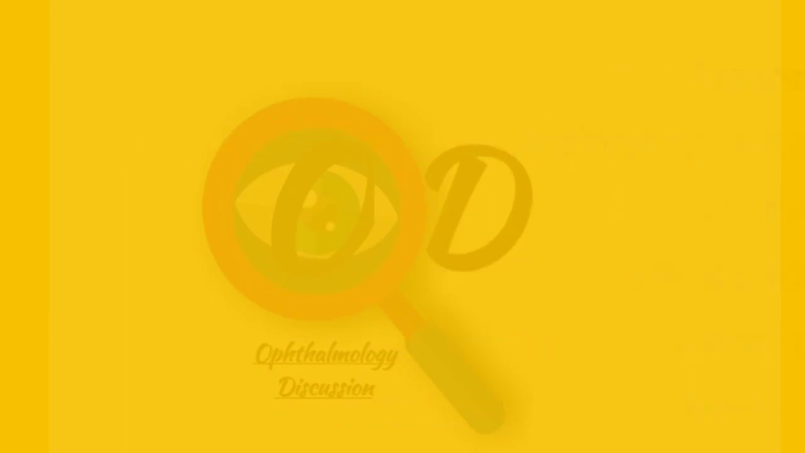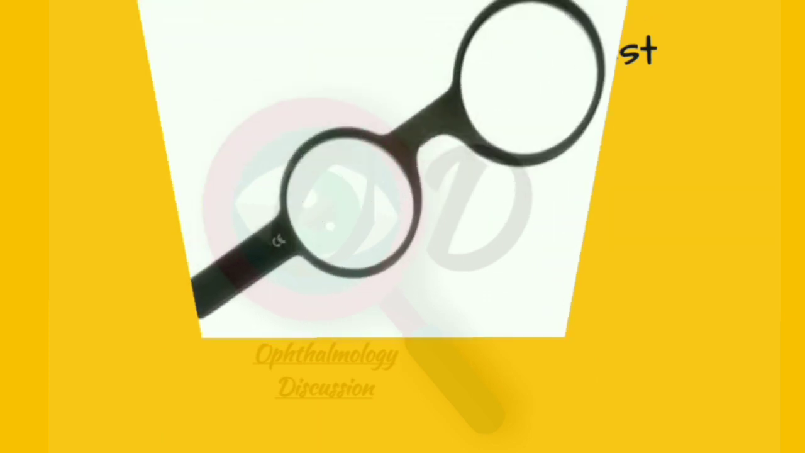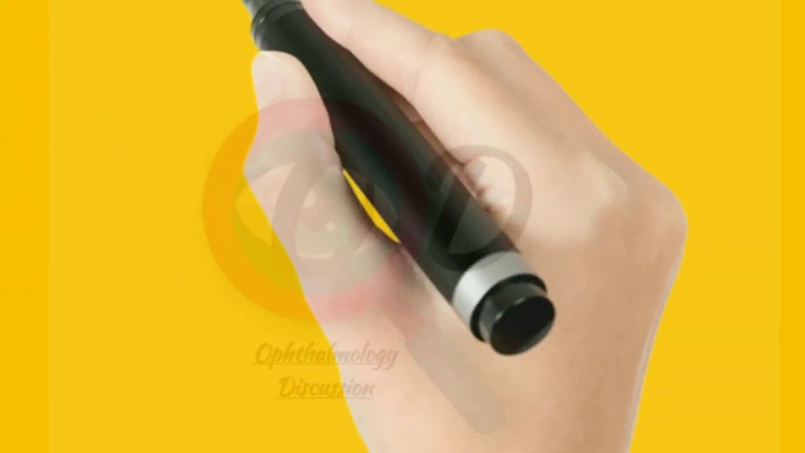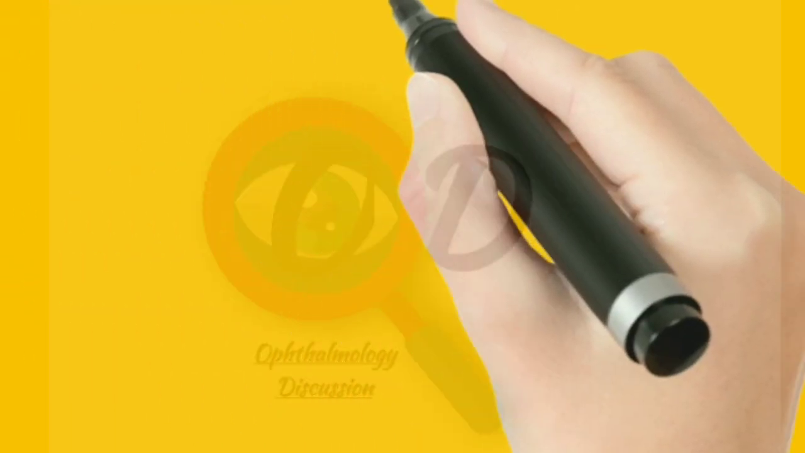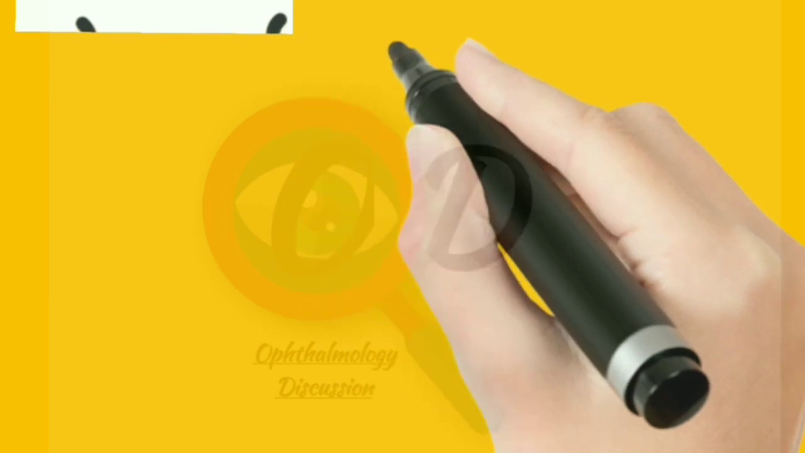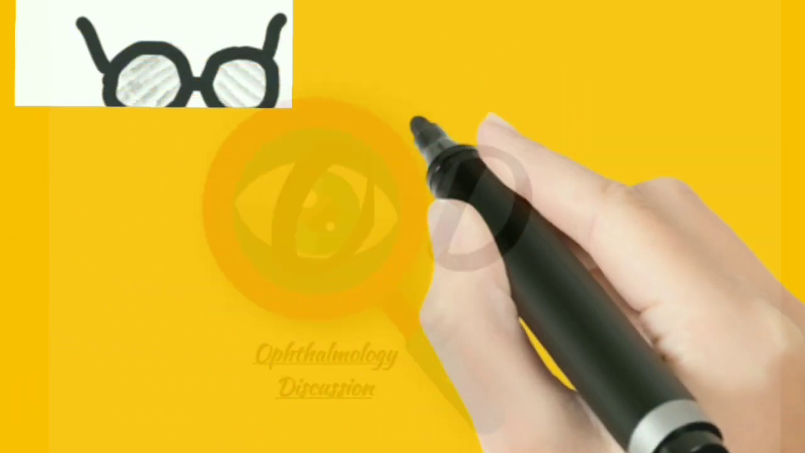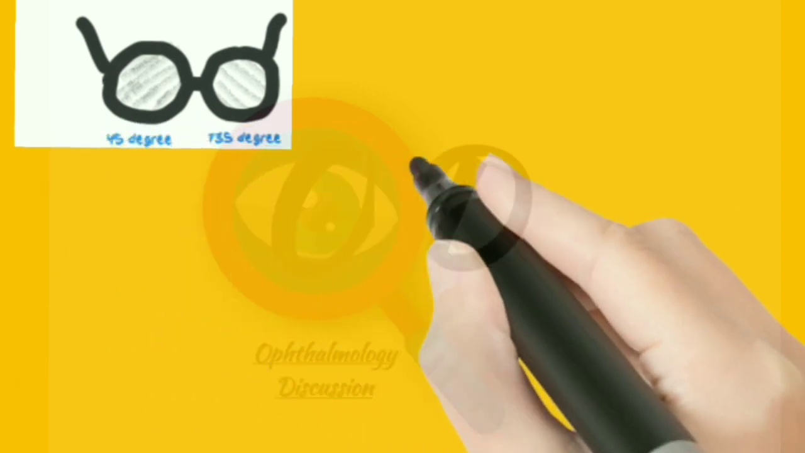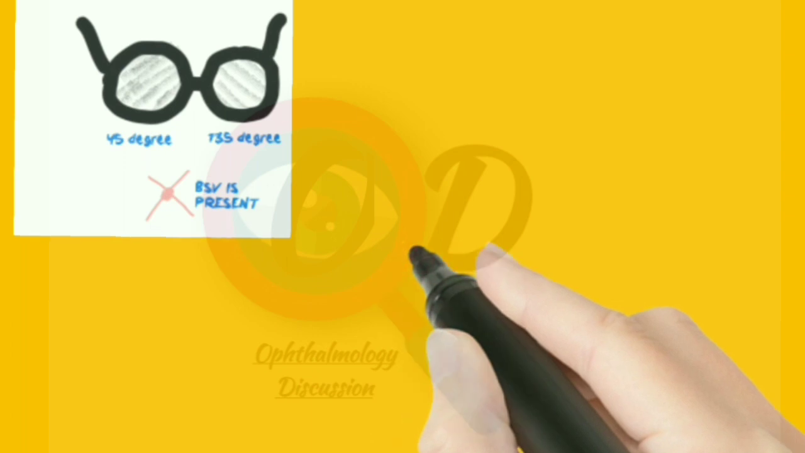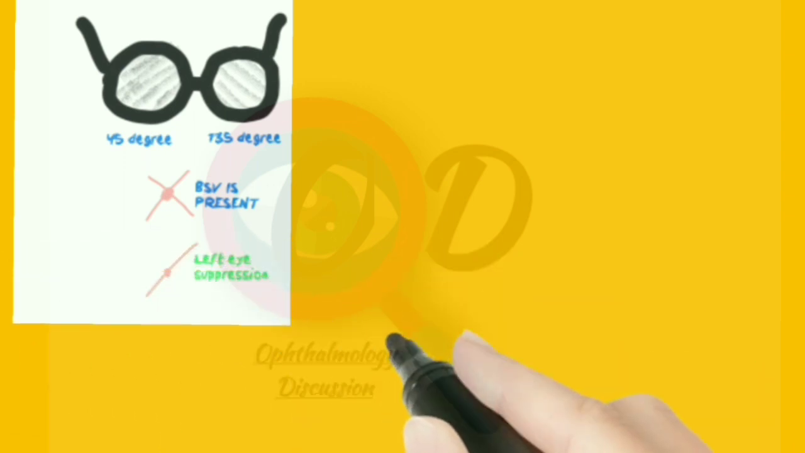Now the abnormal retinal correspondence. This can also be tested with the Bagolini striated glasses test. Whenever we perform the Bagolini striated test, the patient wears glasses with a 45-degree stria in the right eye and a 135-degree stria in the left eye. As you are seeing in the image, whenever there is a cross, BSV is present.